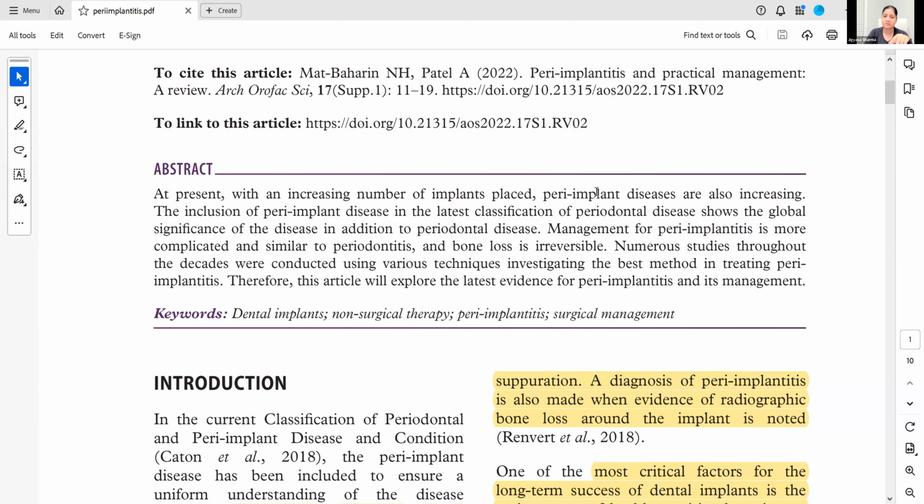I'll share this article on the group later after the class for you to revise, or maybe take screenshots of those tables that we'll study today.